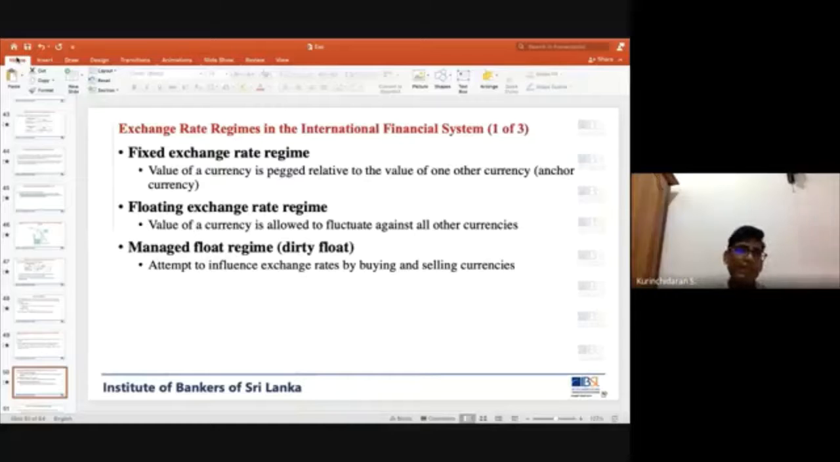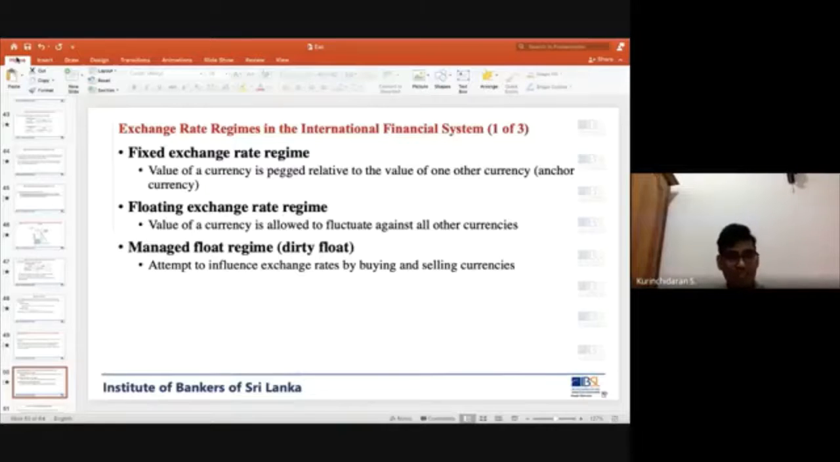Then what we can do is, wherever you see exceptional fluctuation, you can intervene in the foreign exchange market and bring the exchange rate to the desired level. That is what we call a managed float or dirty float. So, an attempt to influence exchange rates by buying and selling currencies. This is what we discussed earlier.